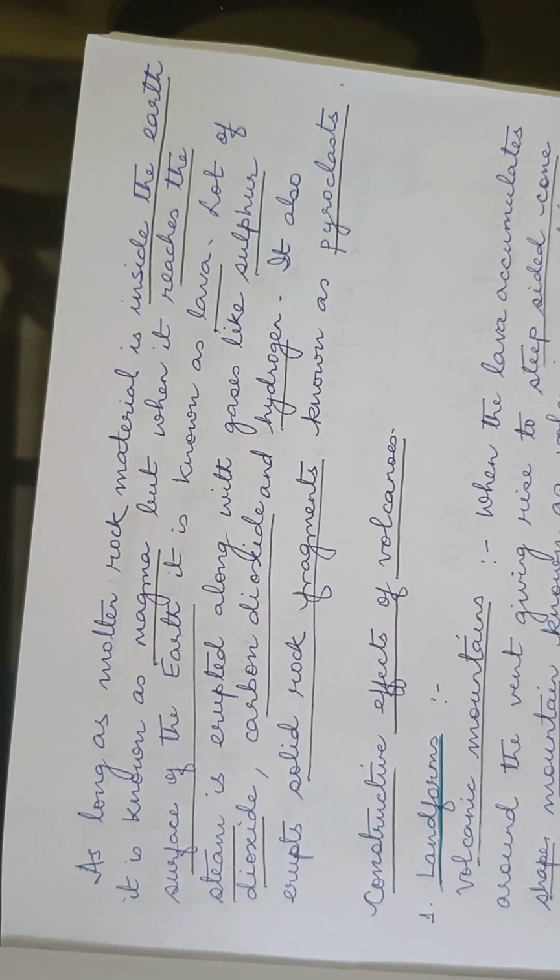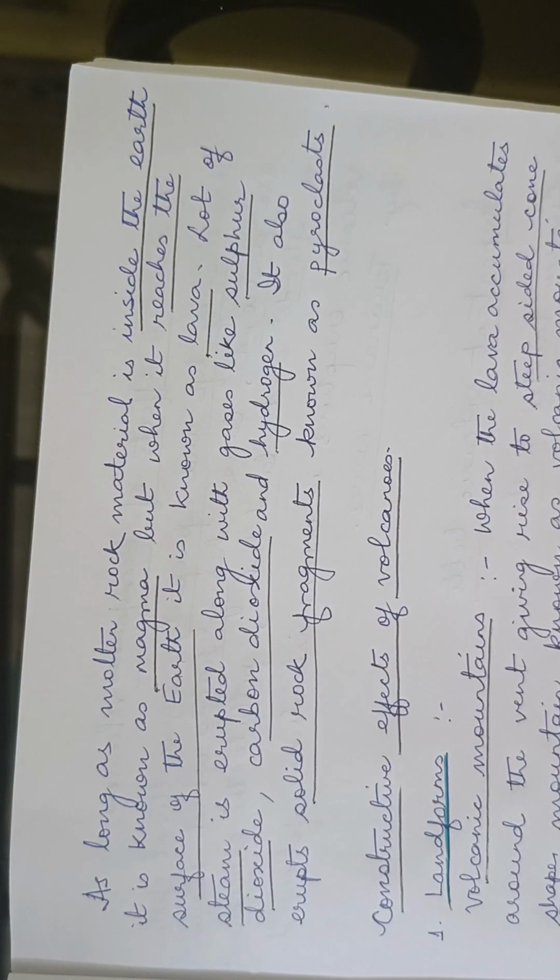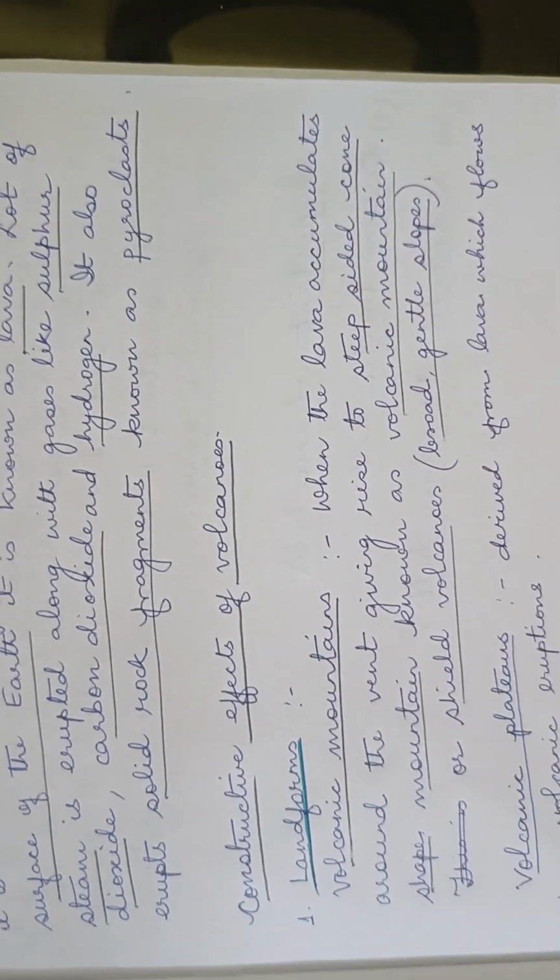Now, along with lava, lot of steam is erupted. Steam comes out, lot of other gases like sulfur dioxide, carbon dioxide, hydrogen comes out, and it also erupts solid rock fragments known as pyroclast. Next, what you have to learn is constructive and destructive effects of volcano.